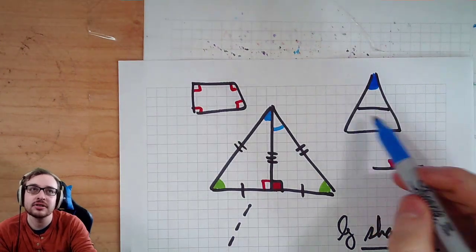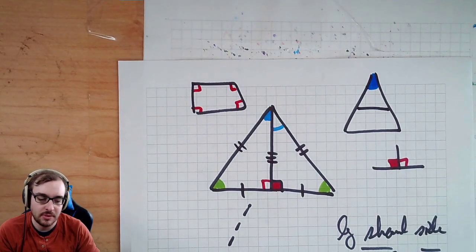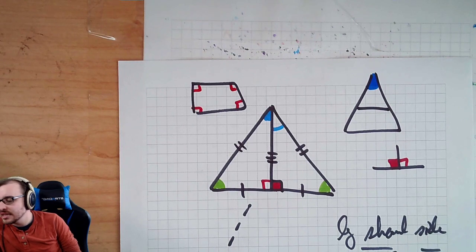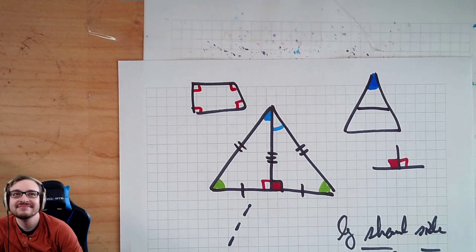How many triangles do you see in this drawing? How many? I know the number everybody wants to say. How many triangles do you see? Just here.